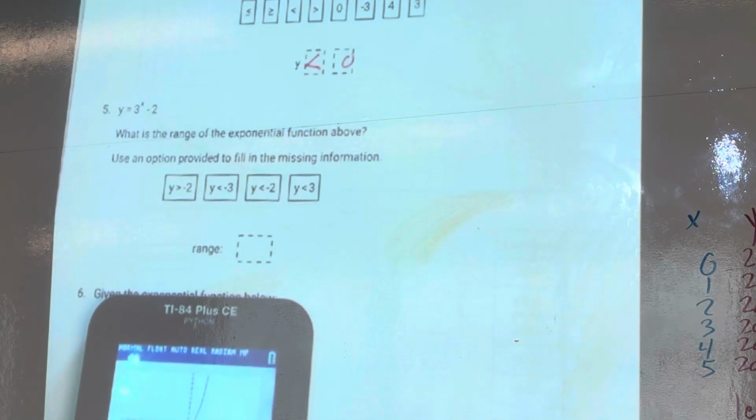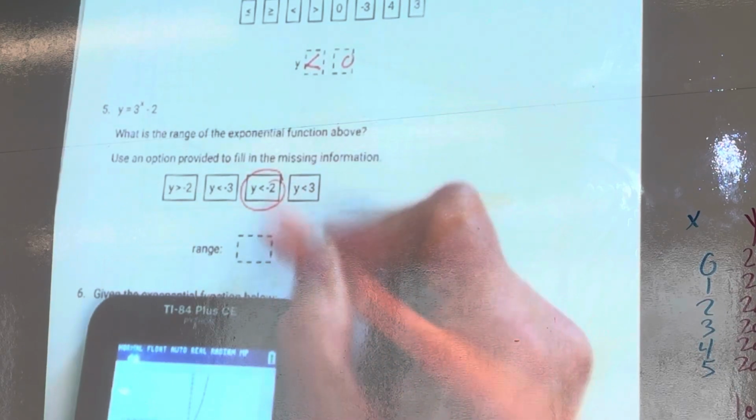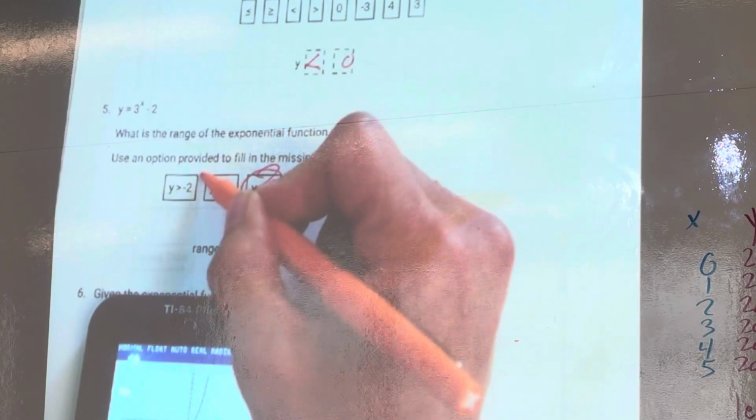So it is going to be y is less than or y is greater than? Greater than. Greater than, and greater than what? Negative 2. Oops, and I circled the wrong one. Greater than negative 2. And there we go.